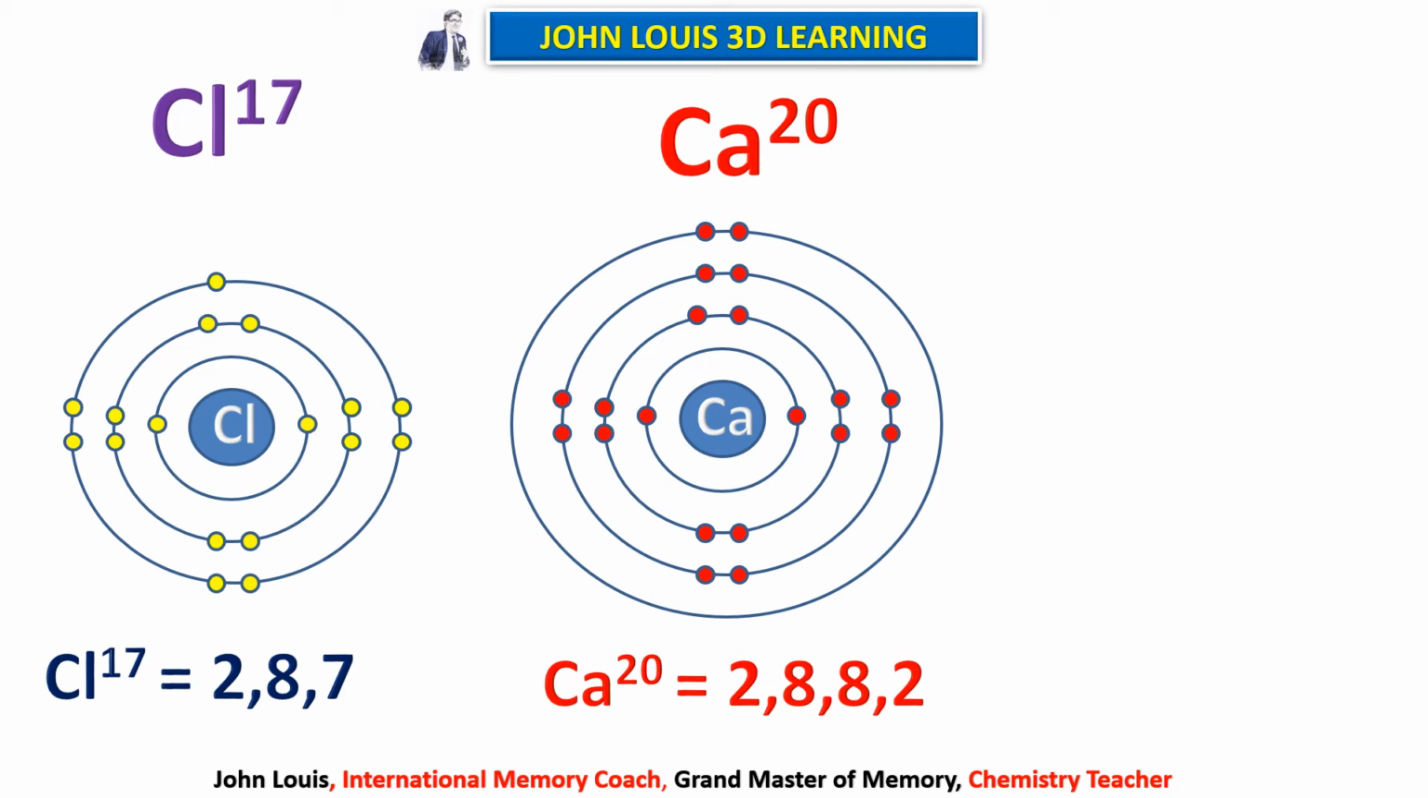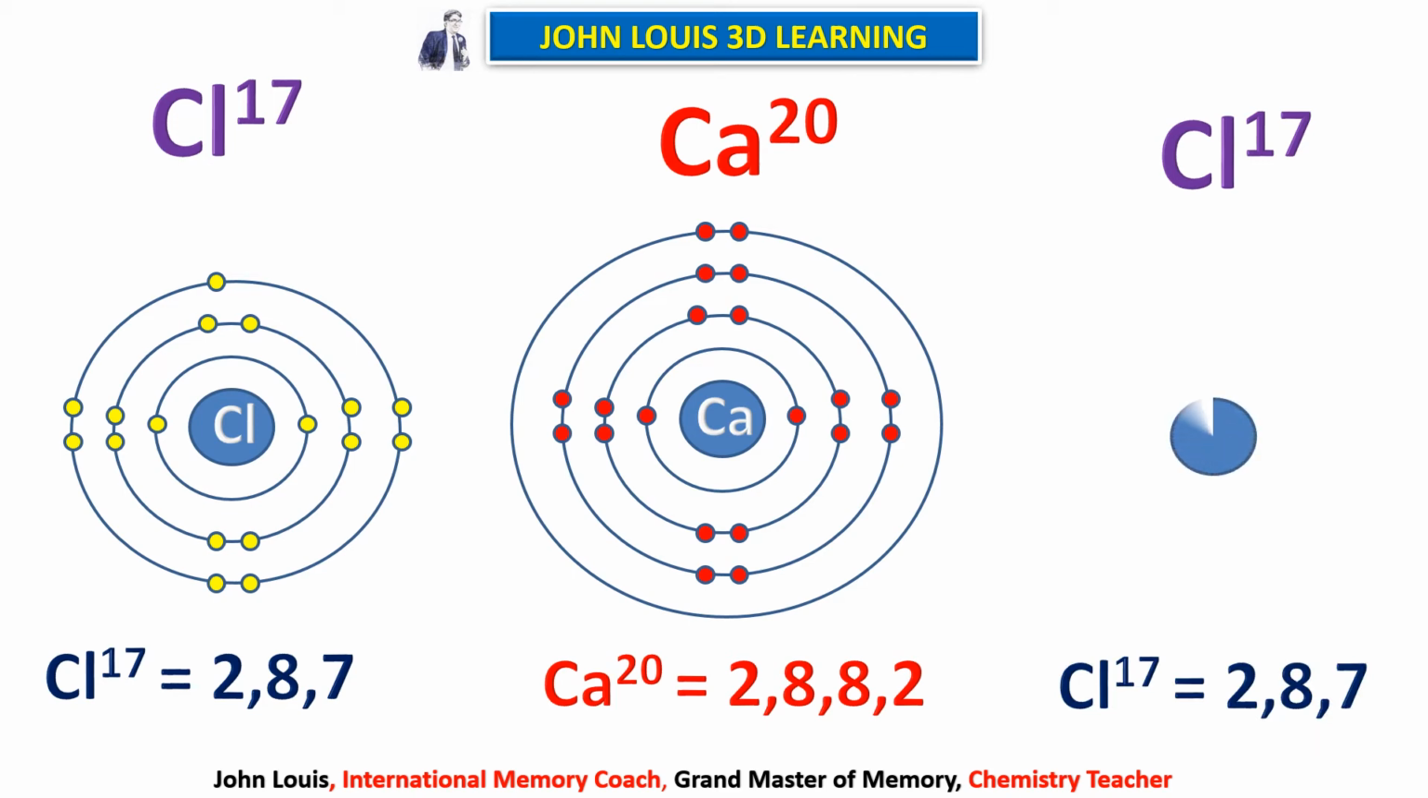So, where will that other electron of calcium go? That is why one more chlorine atom reacts with calcium. So, 2 chlorine atoms are required to accept those 2 electrons donated by calcium. Same thing here, 2, 8, 7.